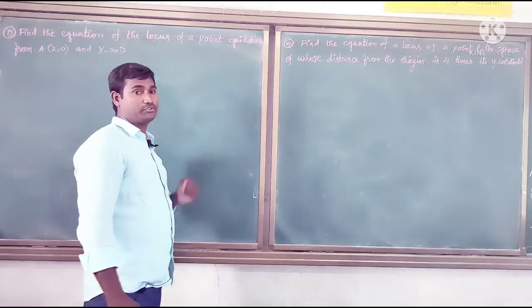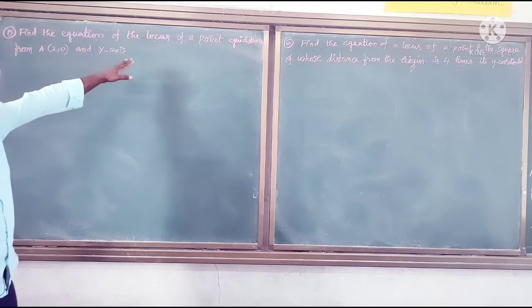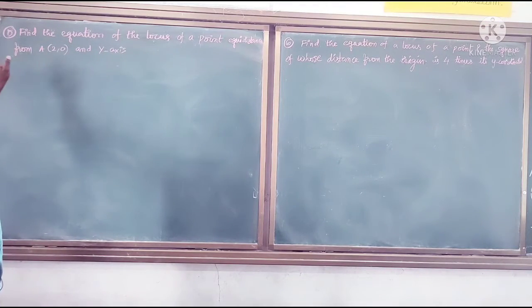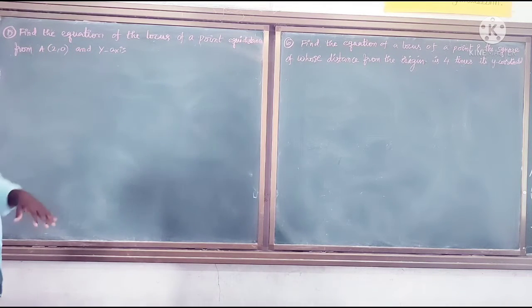Okay, now I am going to discuss with you the fifth question: find the equation of the locus of a point equidistant from A(2, 0) and the y-axis. Okay, so first we should draw a diagram for this.